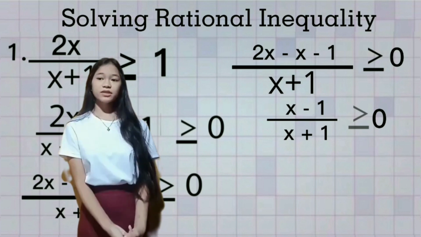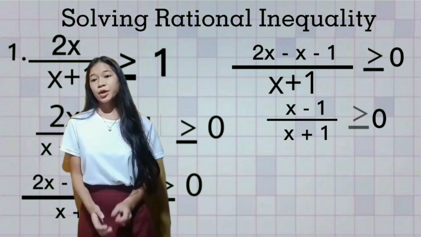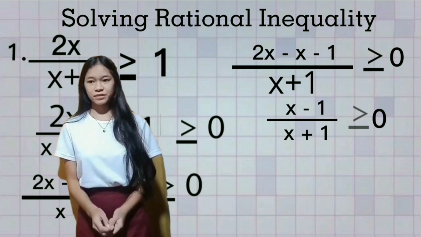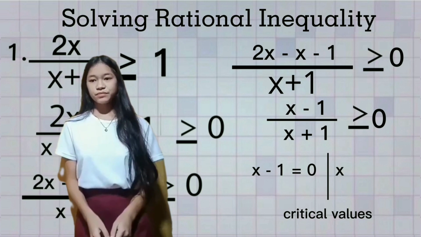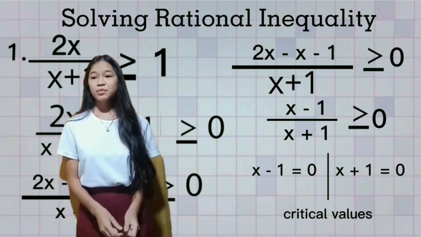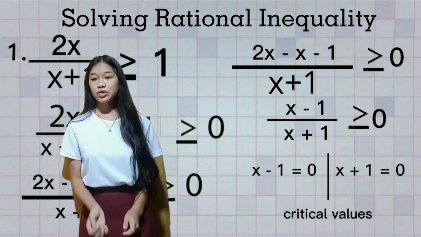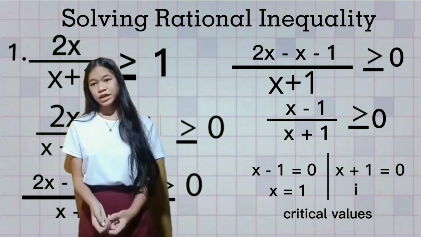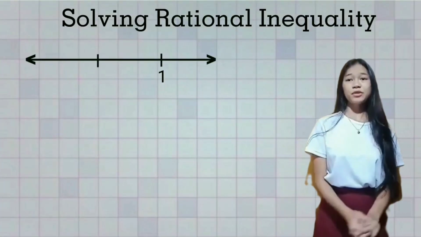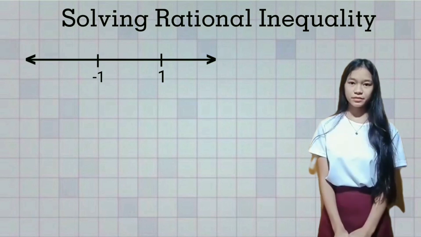So we can now get our critical values. To solve it, let's equate to 0 to get the value of x. So x minus 1 equals 0, and the denominator, x plus 1 equals 0. Then let's solve for x. Let's transpose that 1. So we have x equals 1. Then x equals negative 1. Now, we are going to put that positive 1 and negative 1 on the number line.